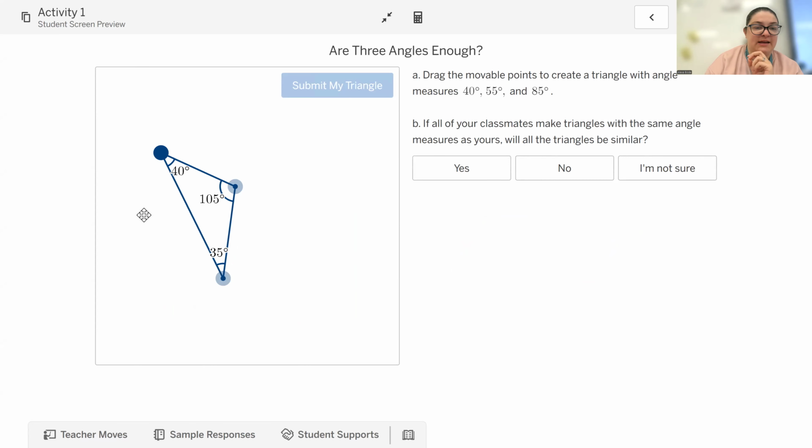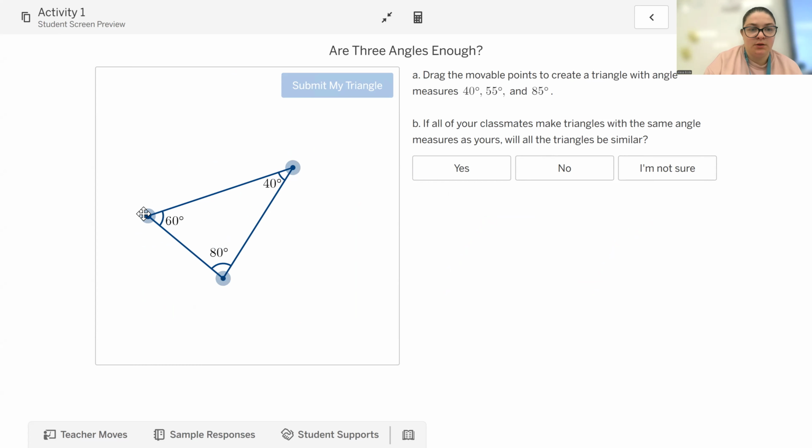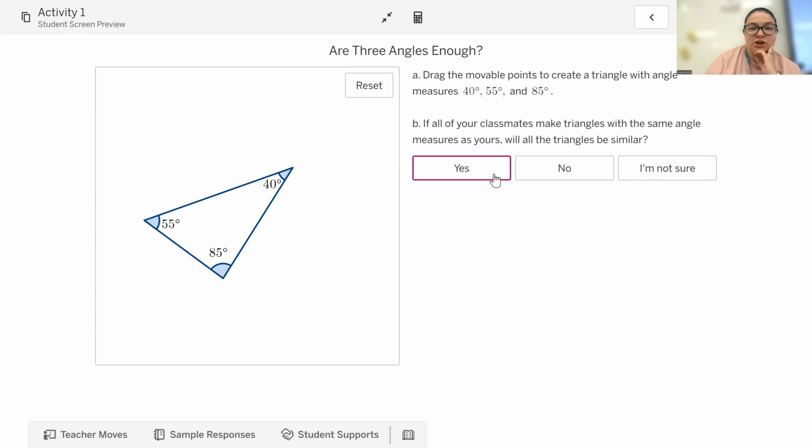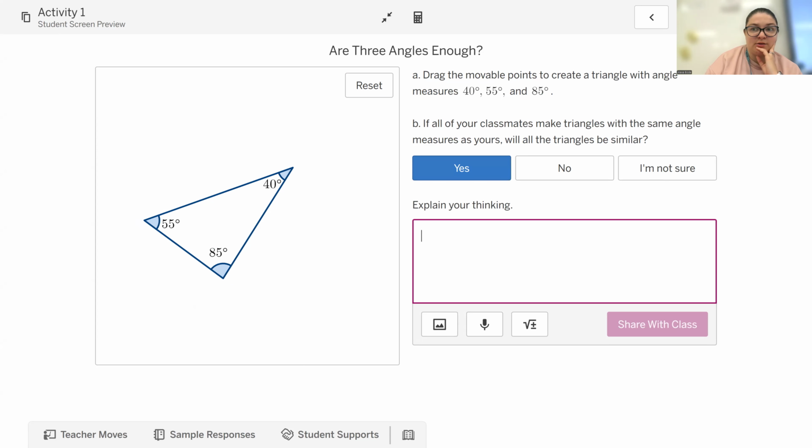And that is our focus today, looking at the measurement of triangles. So drag movable points to create a triangle with the angle measures 40, 55, and 85. So an angle measure of 40. Hold on. There's my 40. 85 and 55 right there. So do I think that we all made similar triangles? If we all used the same angle measures, we should have similar triangles.